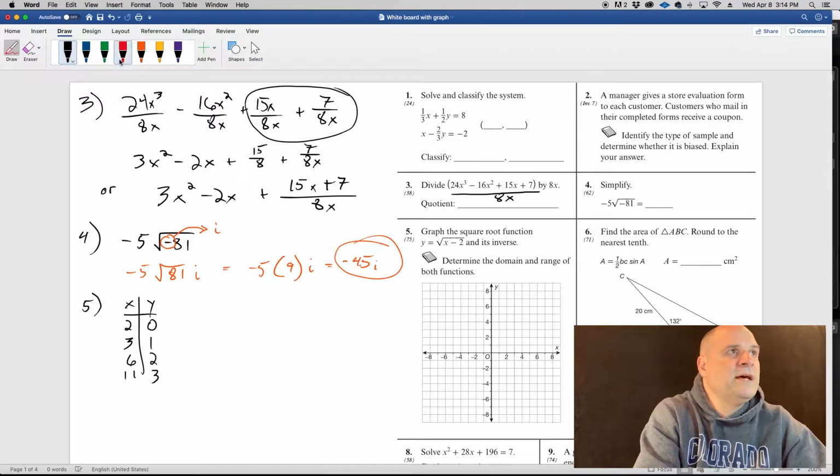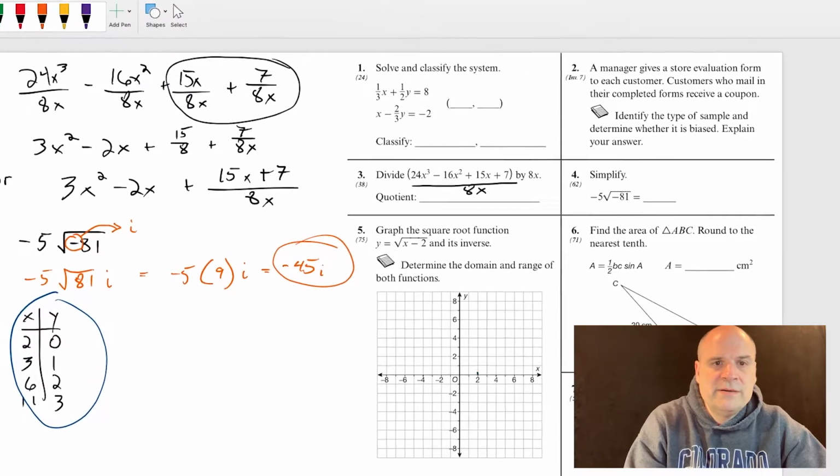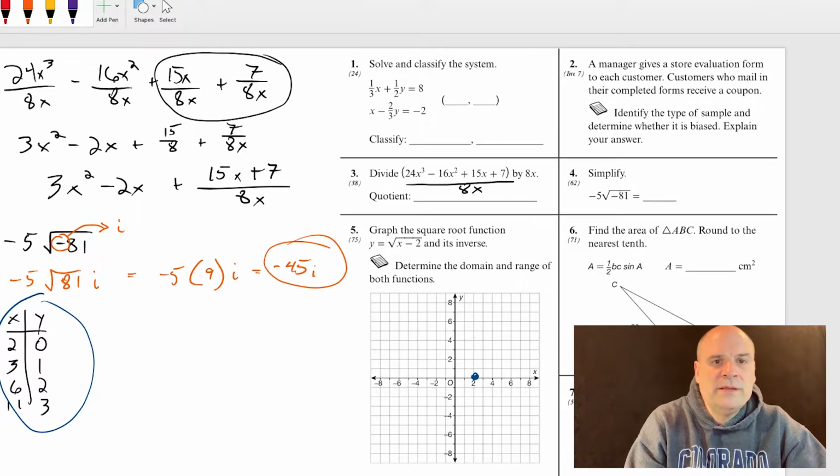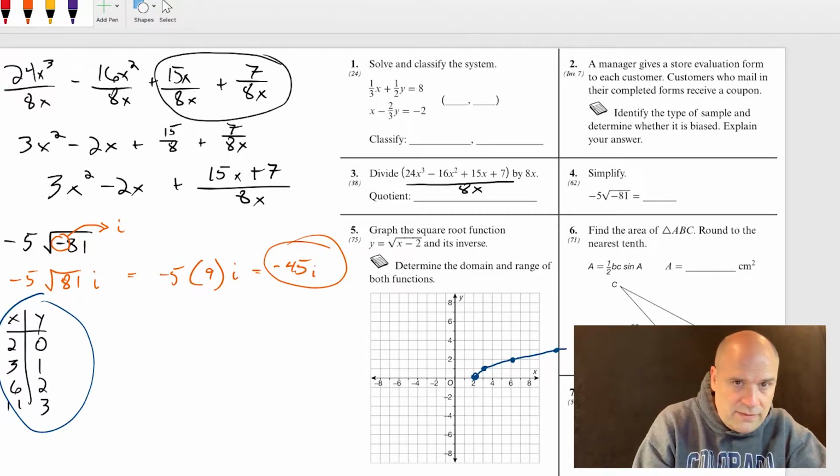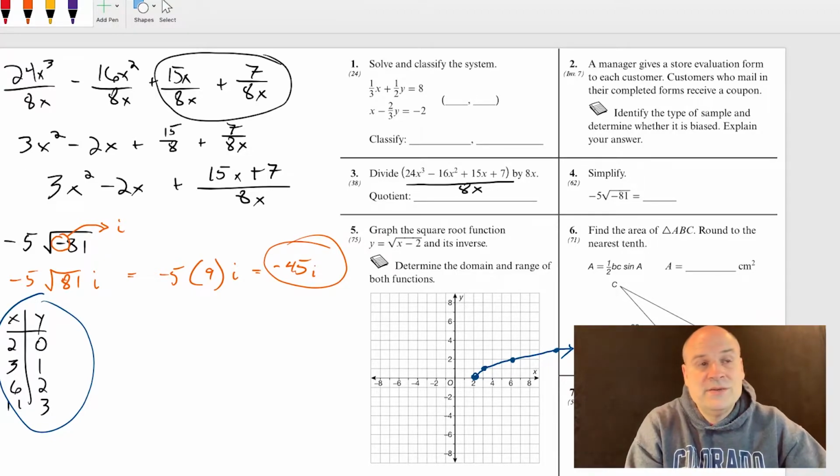Okay, so let's plot these points. 2, 0 is right here. 3, 1 is right here. 6, 2 is right here. And 11, 3 is about right there. So this is what this function looks like. Okay. All right, let's do the inverse now.